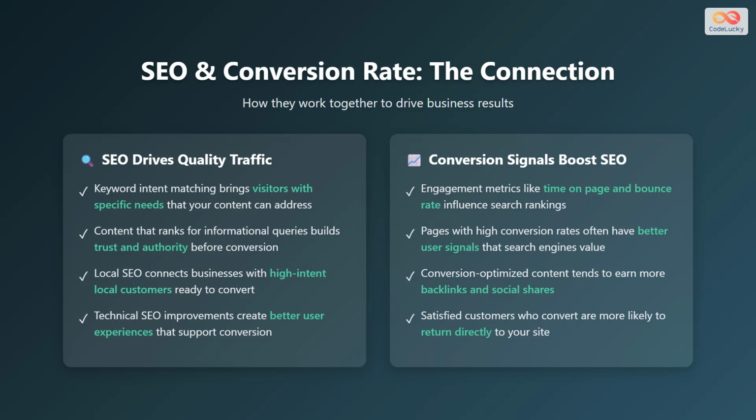Conversion signals also boost SEO. Engagement metrics like time on page and bounce rate influence search rankings. Pages with high conversion rates often have better user signals that search engines value. Conversion-optimized content tends to earn more backlinks and social shares. Satisfied customers who convert are more likely to return directly to your site.